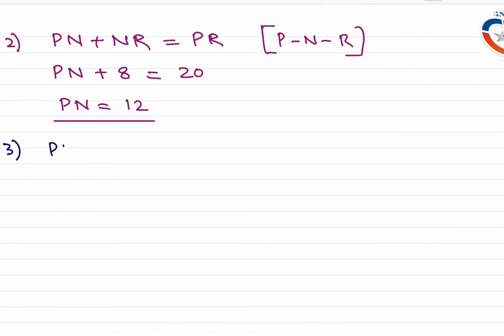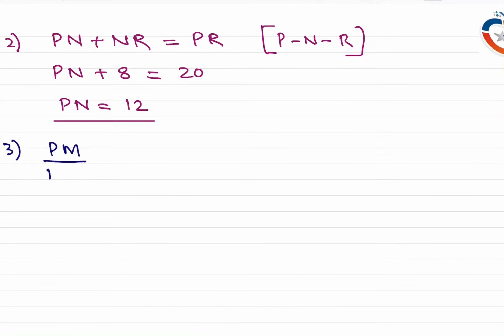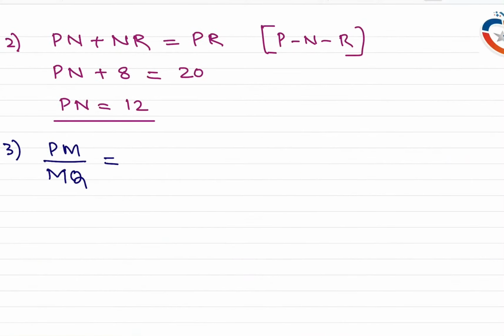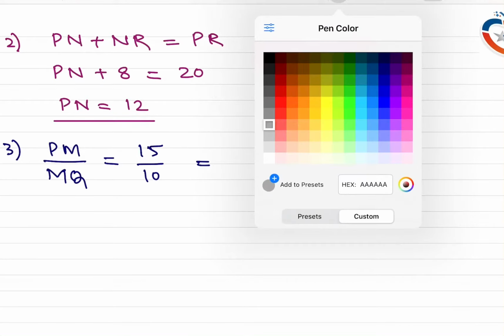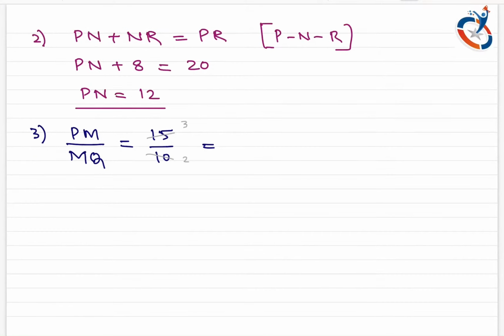So first I'll find the ratio of the left side, PM upon MQ. How much was PM in the question? 15, and MQ is 10. So that's going to be 15 upon 10. And when you cancel this, it gets cancelled by 5. So you get 3 fives are 15 and 2 fives are 10, right? So the answer becomes 3 by 2.